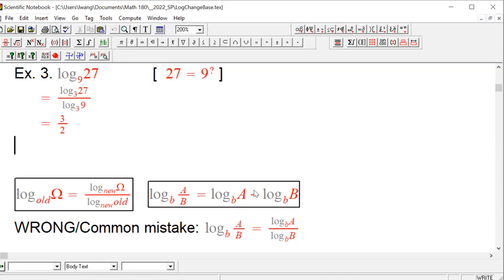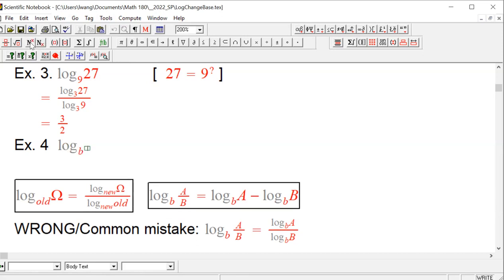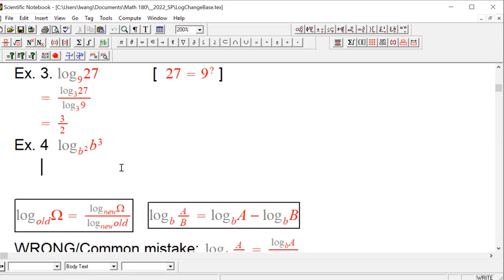For example, this next one, example number 4, and you have a log base b squared, and b raised to the power 3, right? So in this case, it will be most convenient to use change of base formula, provided that b is greater than 0, not equal to 1. Okay, so we always have these assumptions. By default, when we're dealing with logarithms, all the bases are larger than 0, not equal to 1. Just don't forget that.